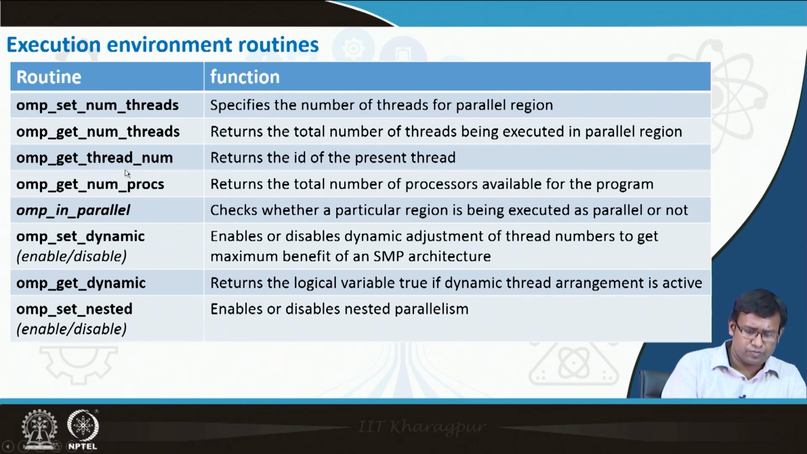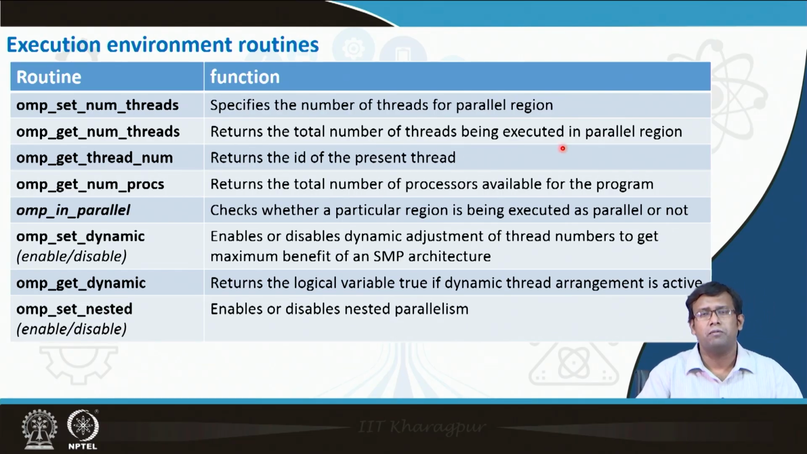Or if we go to say OMP get num threads, it will return the total number of threads being executed in the parallel regime. One can probably foresee the situation that it's a huge code, and at different instances, just by using OMP set num threads or by using the number of threads as a clause in the parallel directive, you are changing the number of threads at different instants, but it's a huge code, and the execution is also lengthy. So at different regimes, how many threads are running might be important for the user to know.